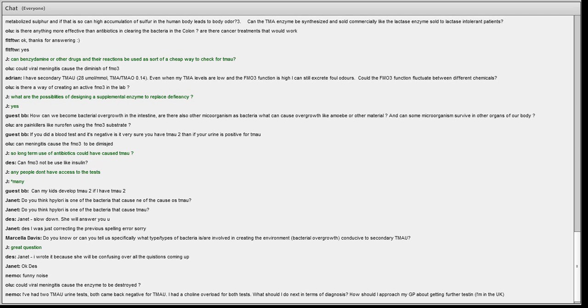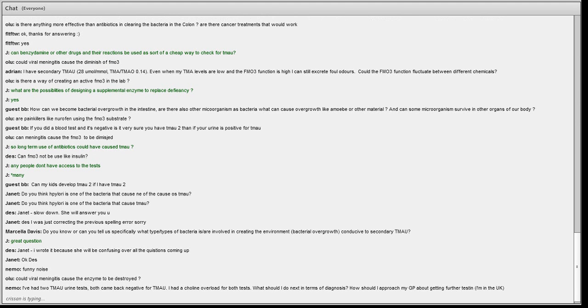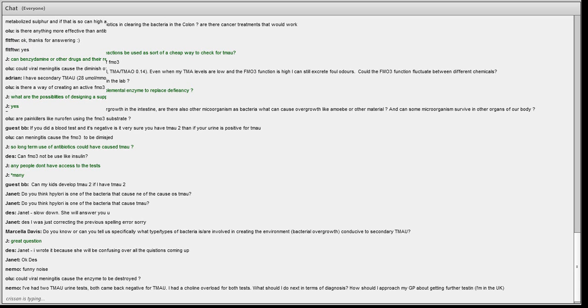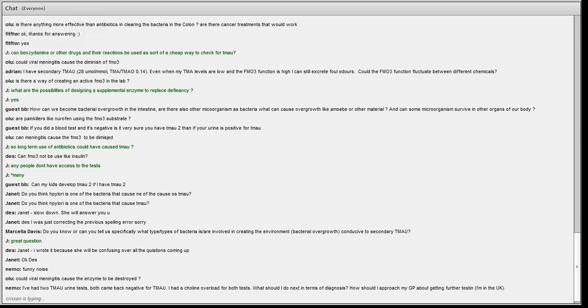Next is from... Sorry, I was just going to say we're not really sure what causes the bacterial overgrowth. We do know, for example, in obese people, their bacteria are different to someone who's thin. But there are not enough studies on trimethylaminuria patients to know how their bacteria might be different to someone who does not have trimethylaminuria.